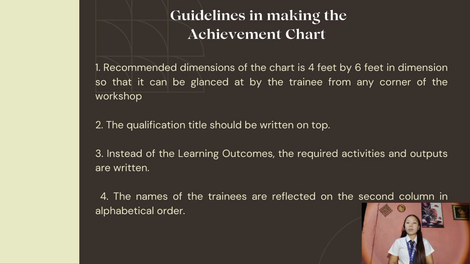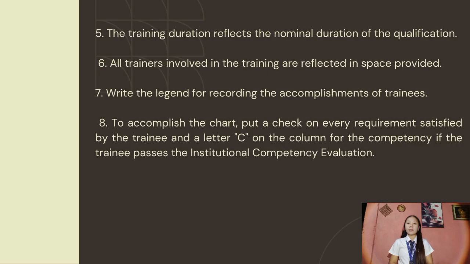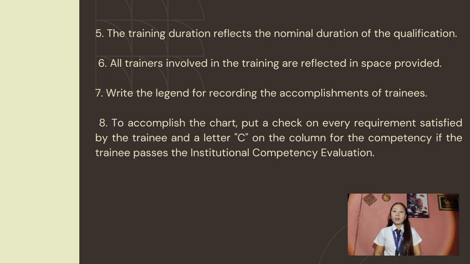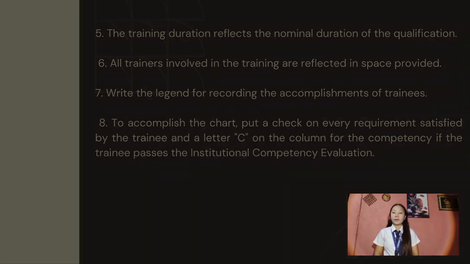Fourth, the names of the trainees are reflected in the second column in alphabetical order. Fifth, the training duration reflects the nominal duration of the qualification. Sixth, all trainers involved in the training are reflected in the space provided. Seventh, write the legend for recording the accomplishments of trainees. And last, to accomplish the chart, put a check on every learning outcome finished and a letter C on the column for the competency if the trainee passes the institutional competency evaluation.